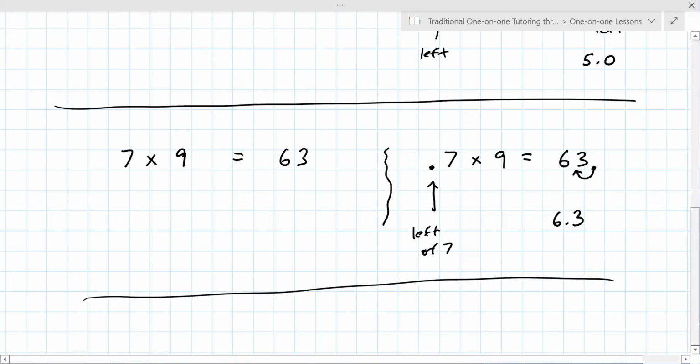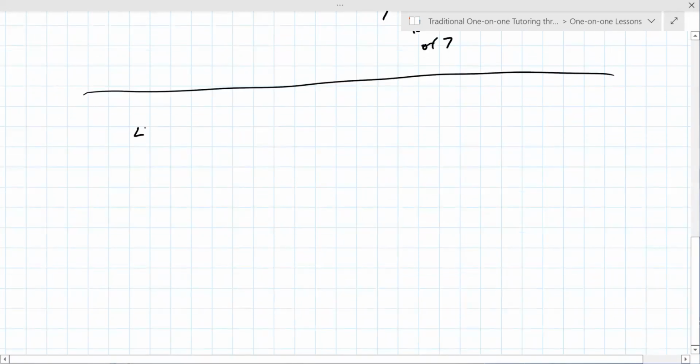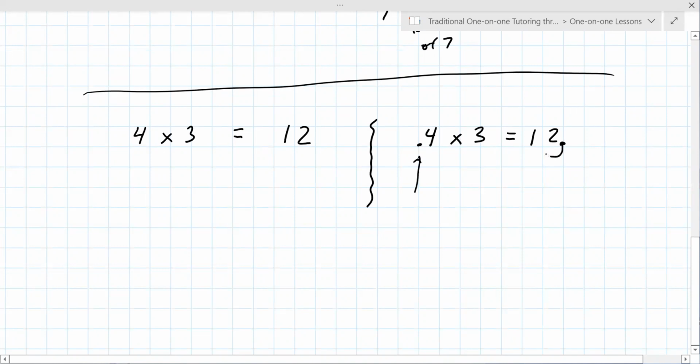Let's look at 4 times 3. What is 4 times 3? 4 times 3 is 12. It's 12. But what if I want to do 0.4 times 3? Well, it's 12. But do you see how that decimal is to the left of the number? Yeah. You have to move your answer one left. So the answer is 1.2. So 0.4 doesn't change.